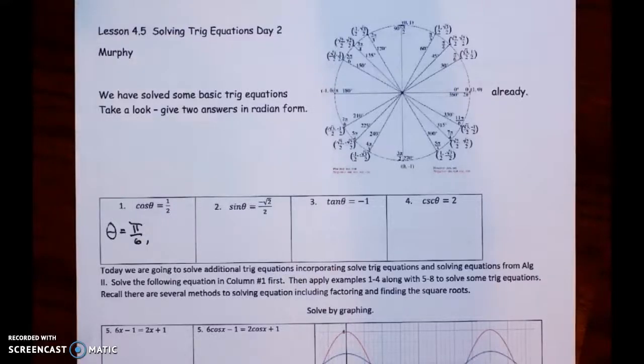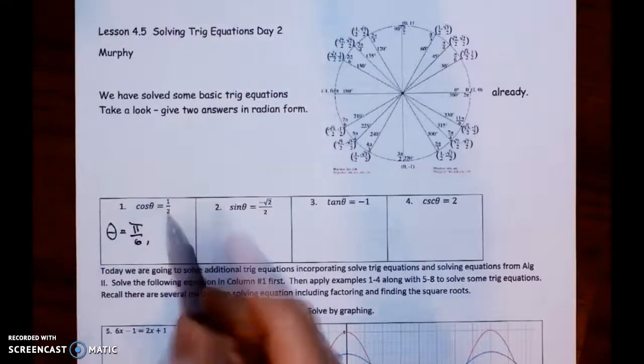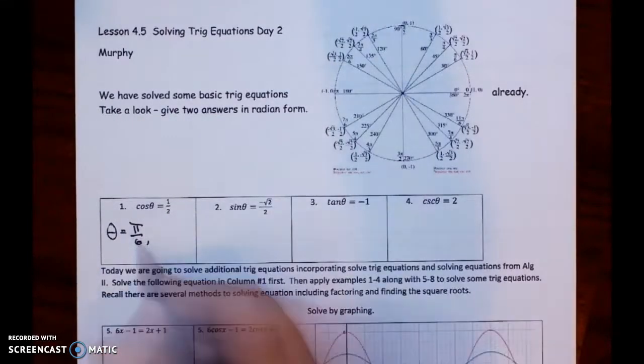Yesterday we did solving trig equations. We're continuing with that, but upping the difficulty level. The first four are similar to what you did in last night's assignment. You're looking for when the cosine is equal to 1/2, and this one is actually wrong.